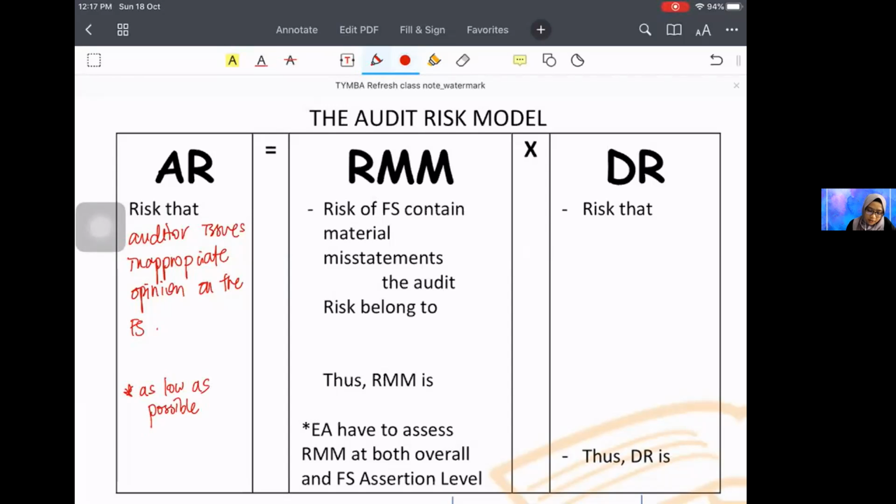Okay, so how do we make sure that this audit risk is as low as possible? Would you reduce RMM or would you reduce DR? If anyone can remember.